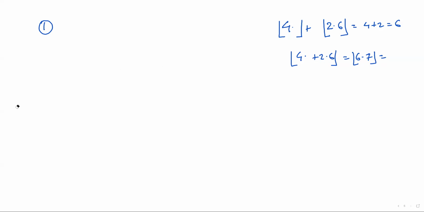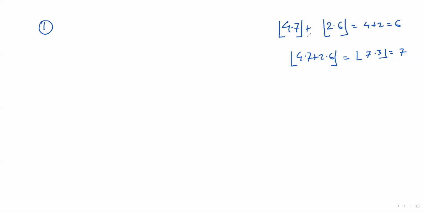So instead of 4.1, let me use 4.7. The first line is still true because the floor still remains 4 for 4.7. But if you add 4.7 and 2.6, what you get is 7.3. And the floor of 7.3 is 7. So you can see that floor is not something that we can just distribute over numbers.